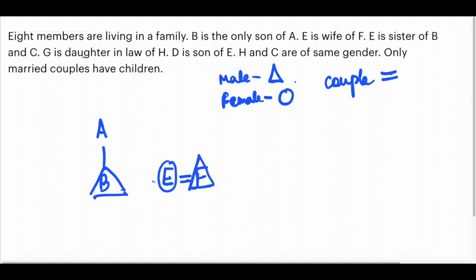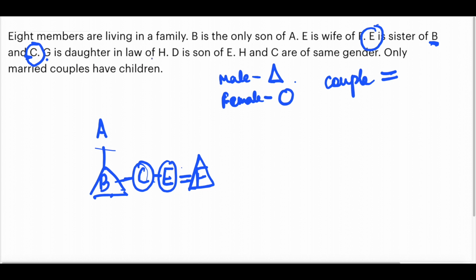Also E is the sister of B and C. B and C. This means what? B has siblings E and C, right? And A has only one son, that is B, which means E is a female and C is also a female. So here, this is the link. So C and E are the sisters of B.